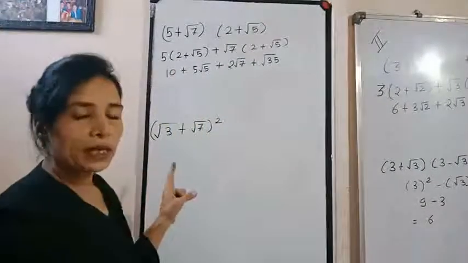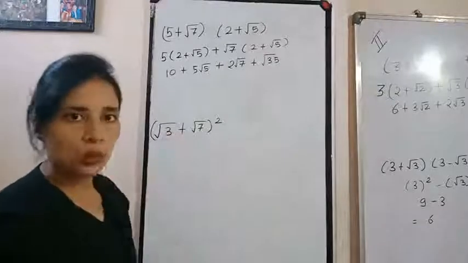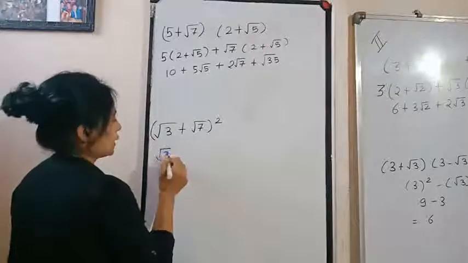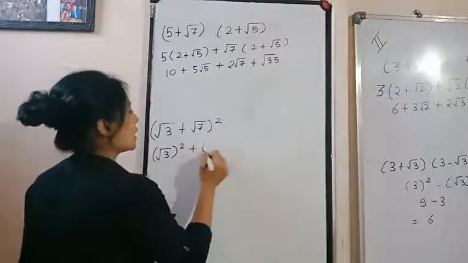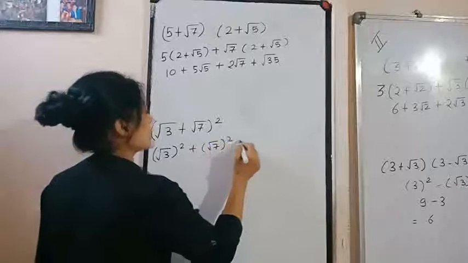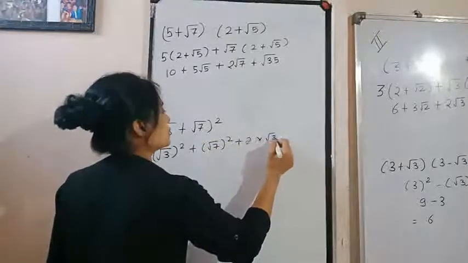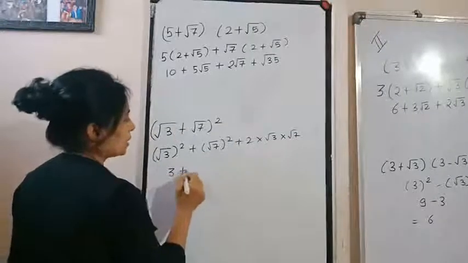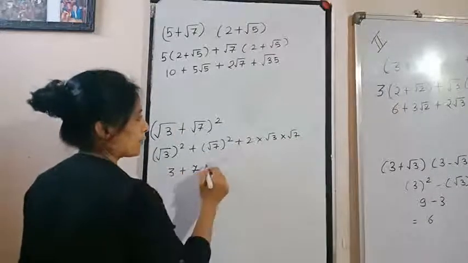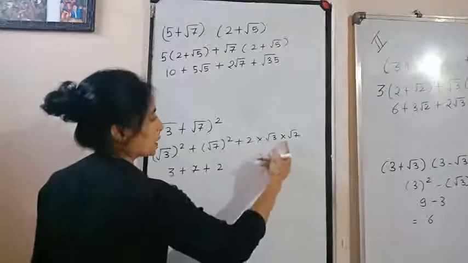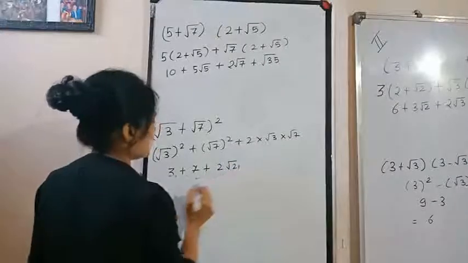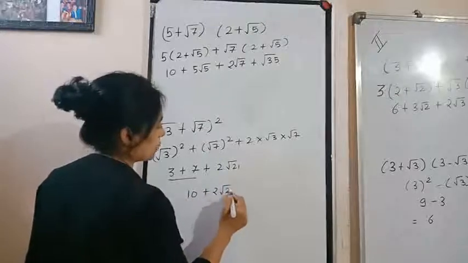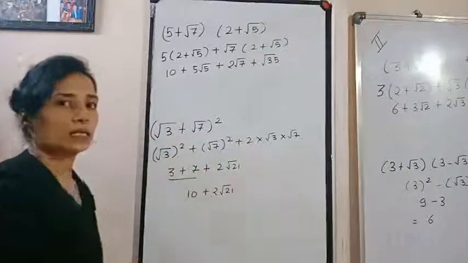Now if we come here, it is a plus b whole square. A square plus b square plus 2ab. So a is under root 3 and b is under root 7. Now 2ab, root 3 square would be 3, root 7 square would be 7 plus 2. Now both the under roots multiply, 21. These can be added. 10 plus 2 root 21 is your final answer.